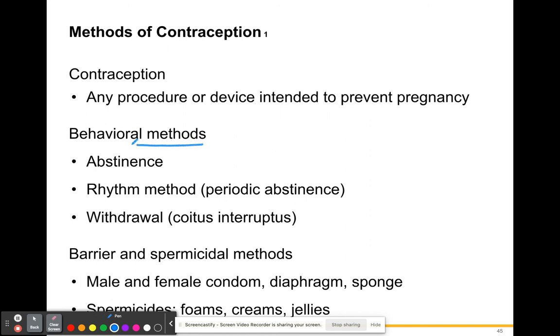There are things that you can do behaviorally if you don't want to use a medicine or a device. You can abstain from having sex. Periodic abstinence or complete withdrawal from sexual intercourse is, I guess, the easiest way to prevent pregnancy. Then you have barrier and spermicidal methods, which are physical products that you either have to take or use: male and female condoms, diaphragm sponges, spermicides, foams, creams, jellies. Those are all things that I showed you on the previous picture.